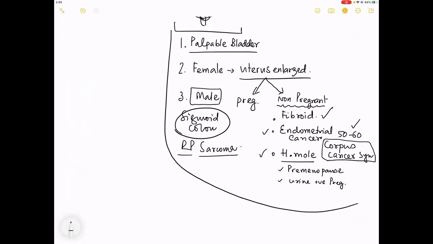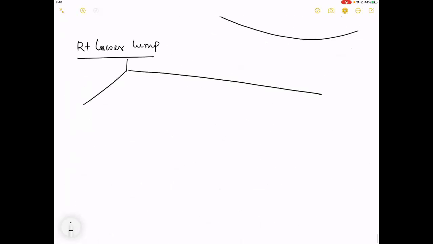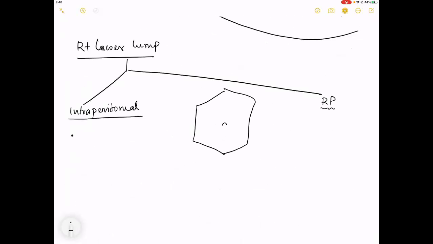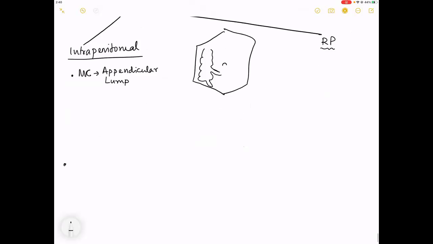This is all about midline. Okay? Talk about the right lower quadrant lumps. Right lower quadrant lump can again be divided into two parts, intraperitoneal and retroperitoneal. Now, intraperitoneal, what are the organs in concern? What is the most common cause of an intraperitoneal organ having a lump in this region? The most common cause is an appendicular lump. I have taught you appendicular, not appendix. Appendicular lump. Okay.